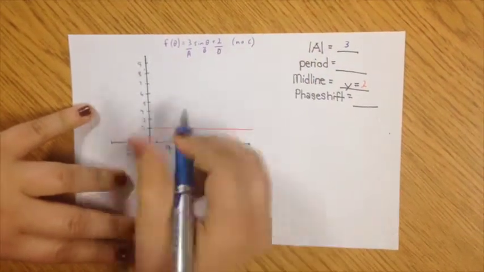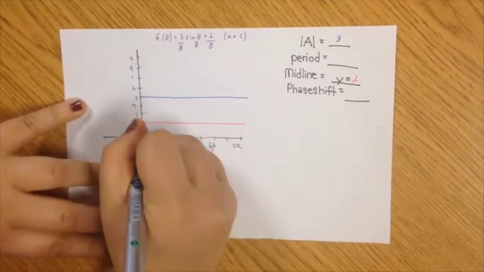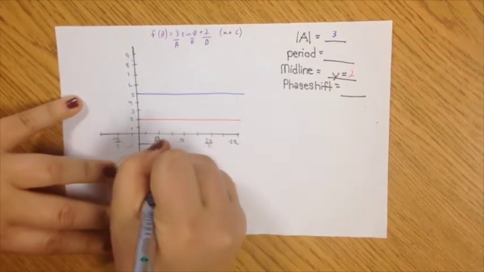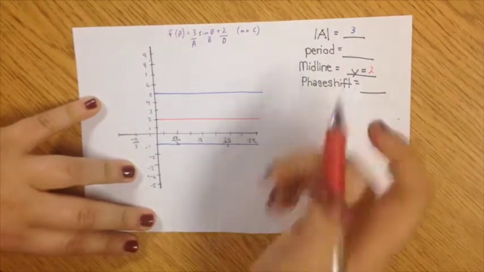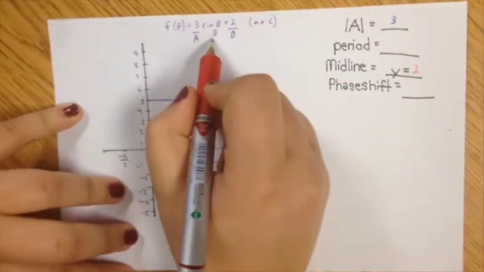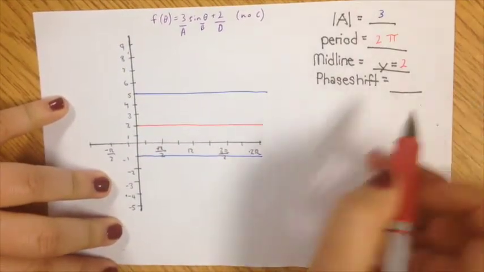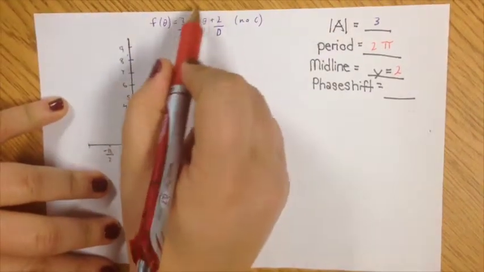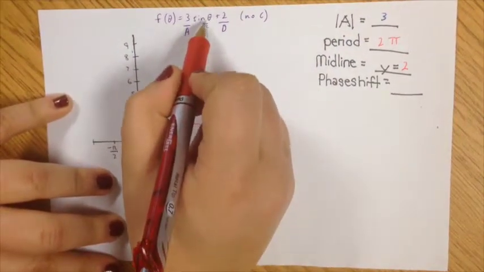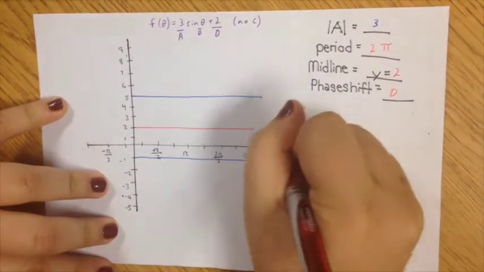So you go 3 above your midline, 1, 3, and then 3 under your midline, which is going to be -1. And then you're going to find your period, which is 2 pi over b, and b is 1, so our period is just going to be 2 pi. And our phase shift is whatever's added or subtracted to the theta, in which we don't have anything in parentheses. Our phase shift is going to be 0.